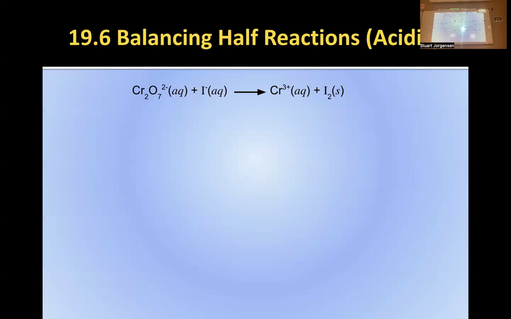Does it work? 14 hydrogens, 14 hydrogens, 2 chromiums, 2 chromiums, 7 oxygens, 7 oxygens, 6 iodine, 6 iodine. Net charge of 6 plus and 6 plus. Final answer. Would you have been able to go from this to this? No, without the steps. Follow your steps, I'll get you there.